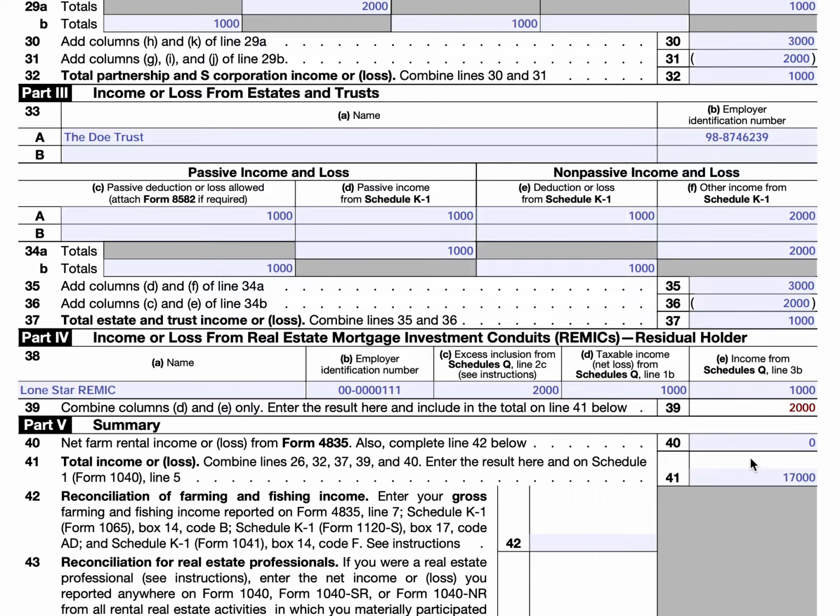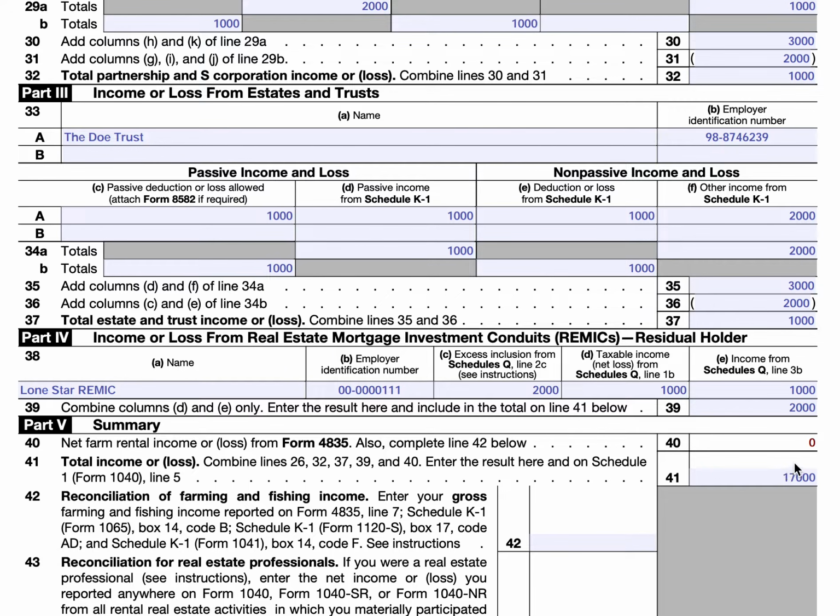So in part 5, we're going to summarize everything, report it on the appropriate schedule, and then we'll walk through the last 2 lines. John is not a farmer. He does not have anything to report from his IRS Form 4835, but if he did, he would enter that in line 40, and then he would complete line 42, which is the reconciliation of farming and fishing income.